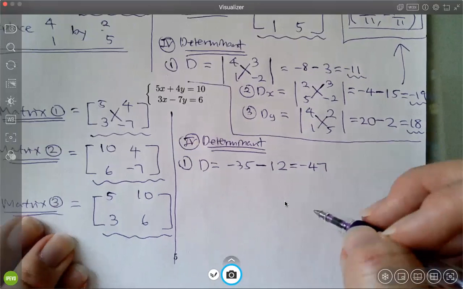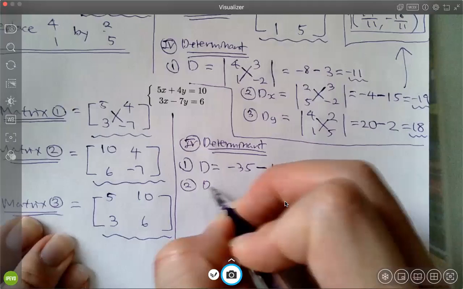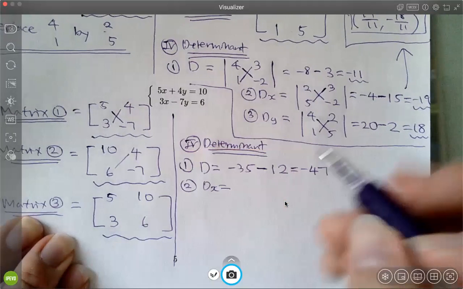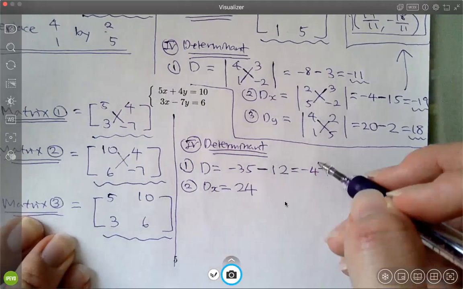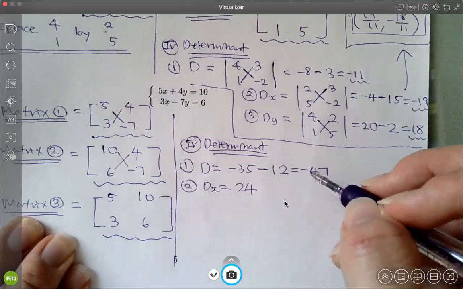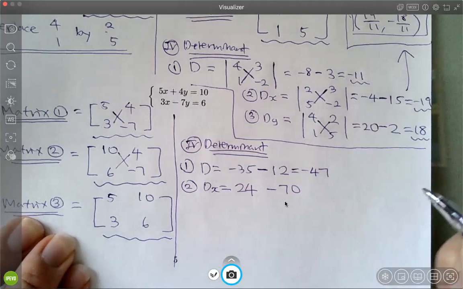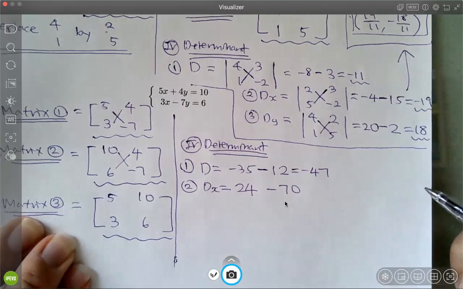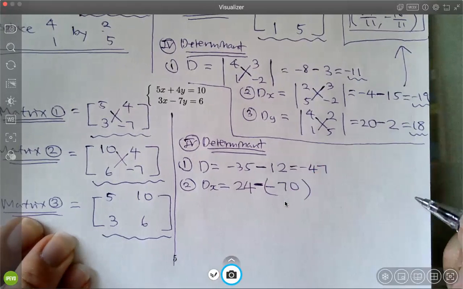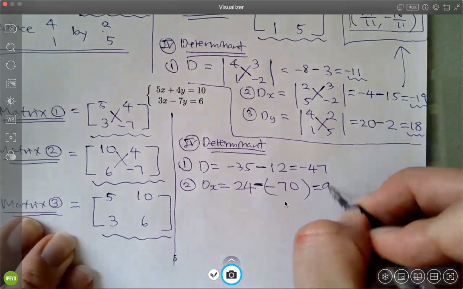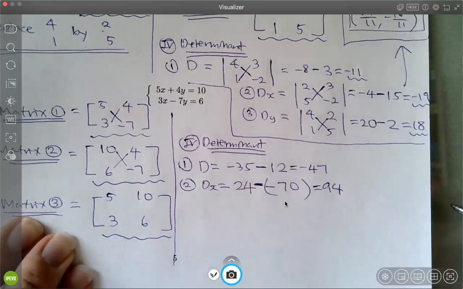And then what is dx? dx is this one, so 6 times 4, so that's 24. And then this times that, so that's negative 70, right? Now, does that mean we have minus 70 here? No, right? Be careful, because what do we have? The minus sign and then the negative, right? So it's 24 plus 70. So what is this? 94, right? Again, lots of sign mistakes and algebra mistakes take place here.